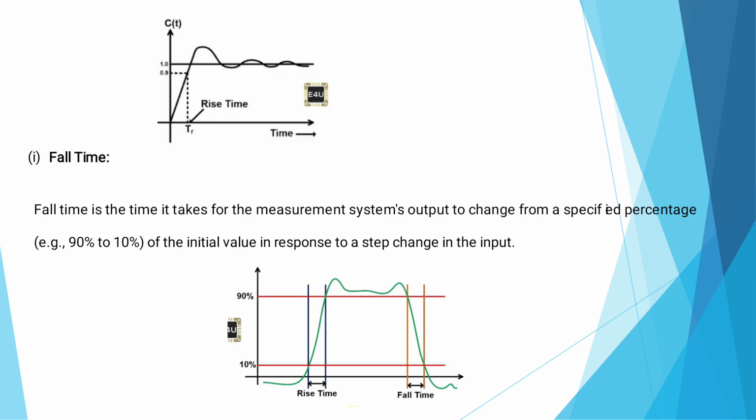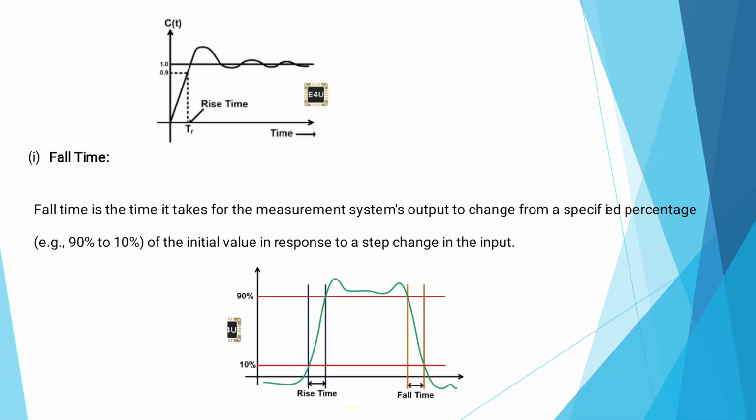And the next one is fall time. Fall time is the time taken by the output to decrease from a higher percentage to a lower percentage of the initial value, usually from 90% to 10%. It indicates how quickly the sensor output decreases when the input is removed or reduced. So fall time helps in analyzing the dynamic behavior of sensors while the signal is decreasing.